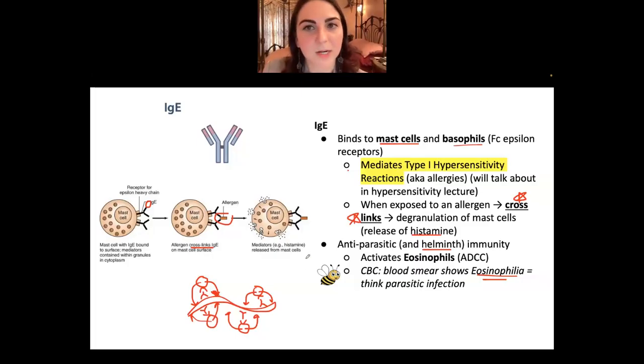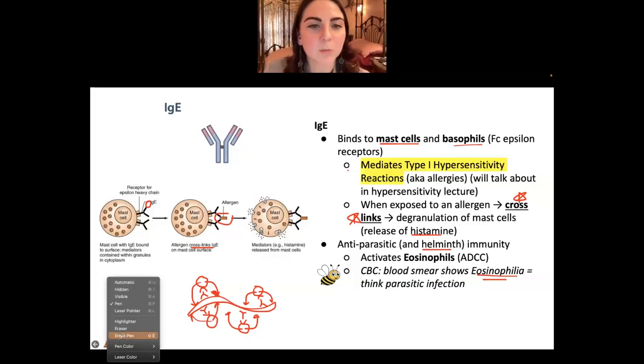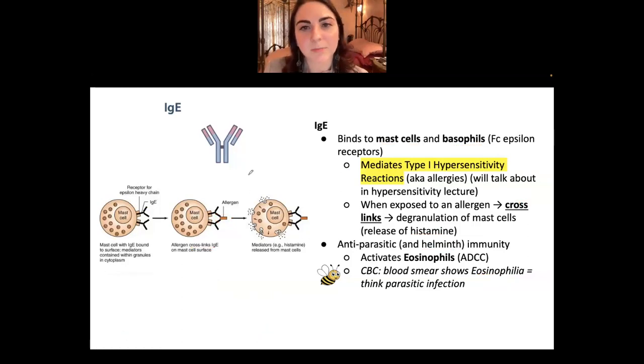Do basophils work for parasites too? I guess in theory they could, but basophils are more so with allergies, and same with mast cells. Mast cells and basophils are more so with allergies versus eosinophils, which are more so for parasitic infections. But I guess in theory they could. It's just something that they don't do.